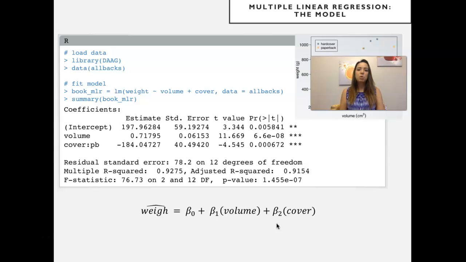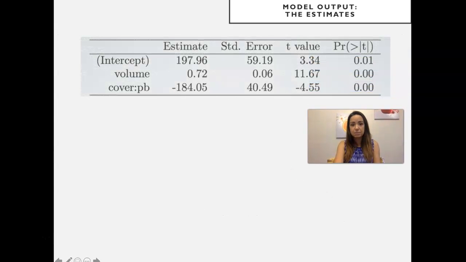We are studying multiple linear regression and I've just introduced you to a very simple problem, where we're trying to predict the weight of books from their volume and the type of cover they have. I drew out for you the equation and how it's extended to add a different predictor, and I showed you the output of the model. Now we're going to work through these pieces of the multiple regression model, specifically the estimates themselves.